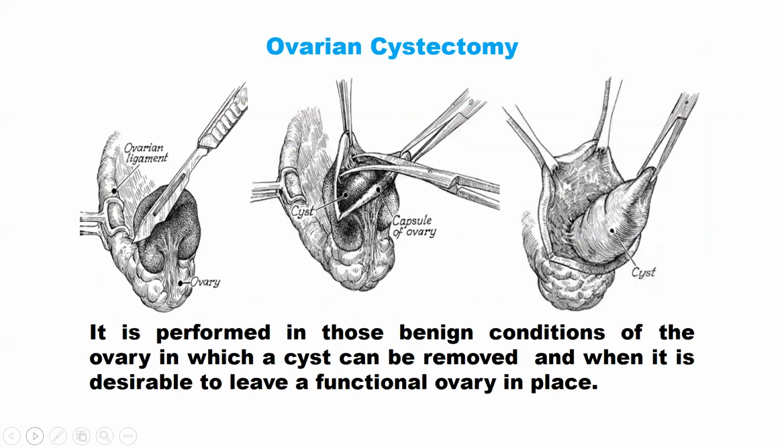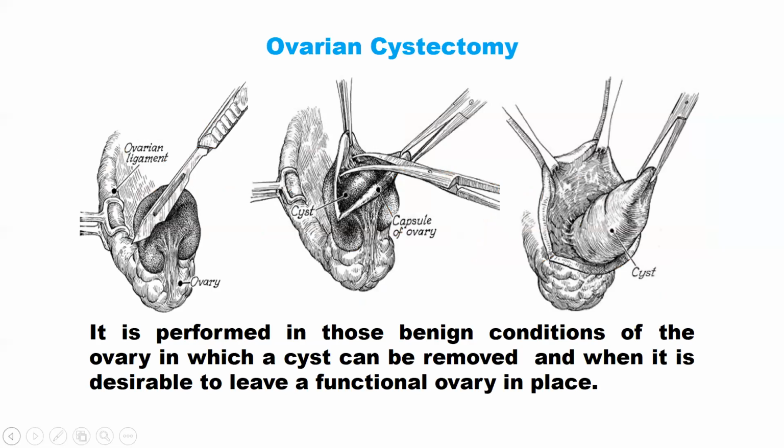Ovarian cystectomy, again, it is done for benign condition. You just remove the cyst. Now, what about malignancy? If there is ovarian malignancy, what do you do? You go for staging laparotomy. What do you do? Everyone say it. Staging laparotomy. So what do you do in that?